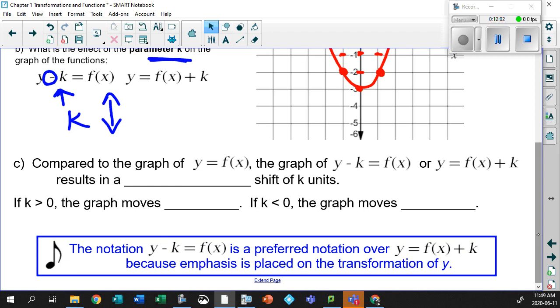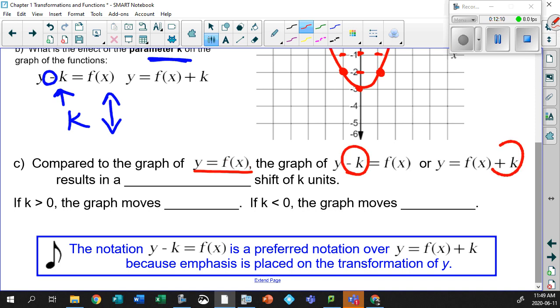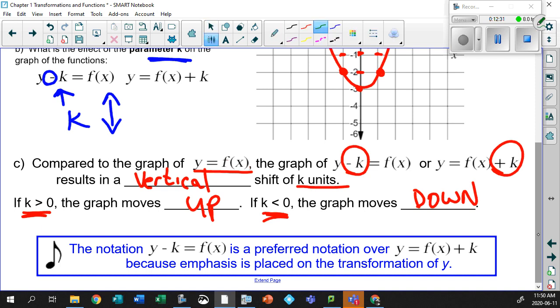So, compared to the graph of y equals f of x, when we put a minus k in there, or we do what we did in Math 20 and leave it as positive k, this results in a vertical shift of k units. And if k is greater than 0, we move up. And if k is less than 0, we move down. But I know what you're saying. Well, what about that negative? What about that negative? Look, watch what happens.